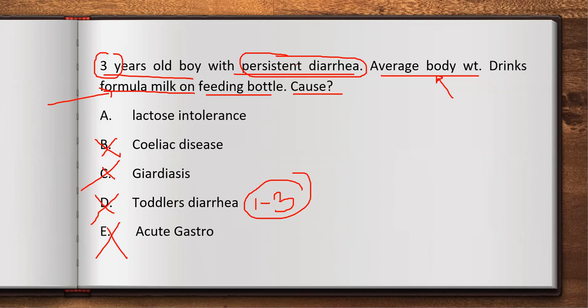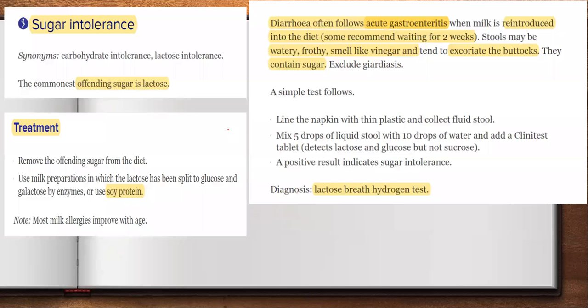Acute gastro, obviously, doesn't cause persistent diarrhea. It usually gets better within a few days. Now, the only thing remaining is lactose intolerance. Lactose intolerance is common in children who take formula milk or even cow's milk. So lactose intolerance can happen to anyone who is taking dairy products. The commonest offending sugar is lactose. Diarrhea is usually more common after an acute gastroenteritis when milk is reintroduced into the diet. Stool may be watery, frothy, smell like vinegar, and tend to excoriate the buttock.